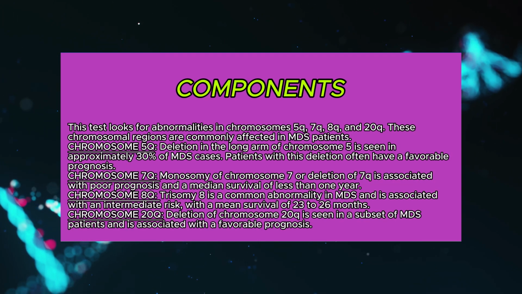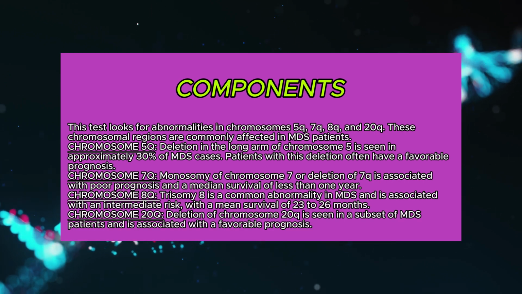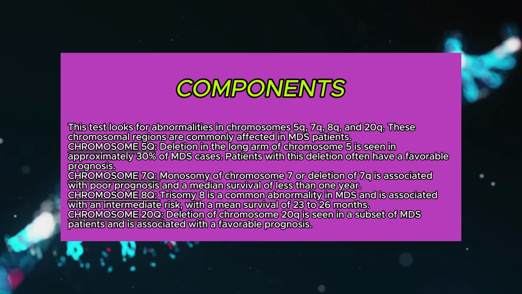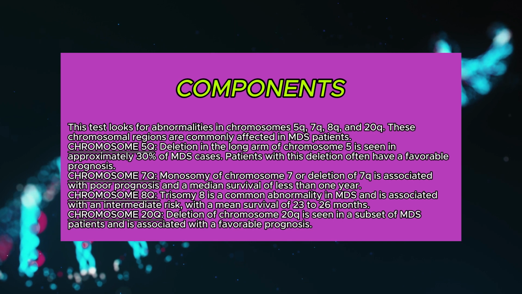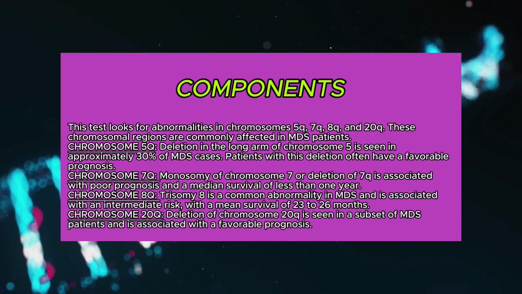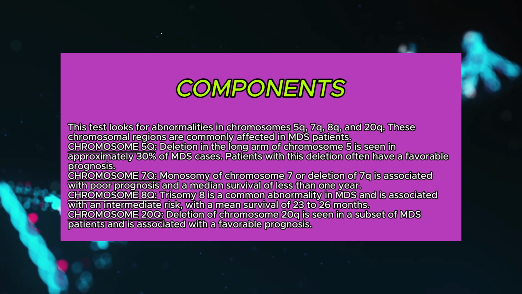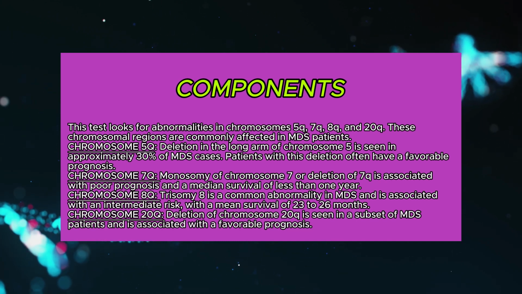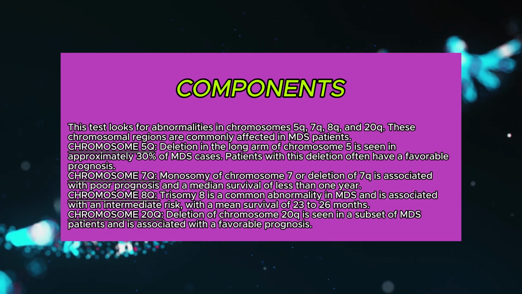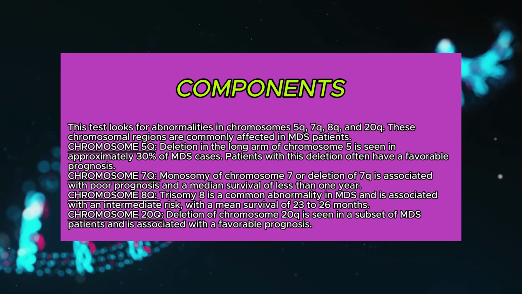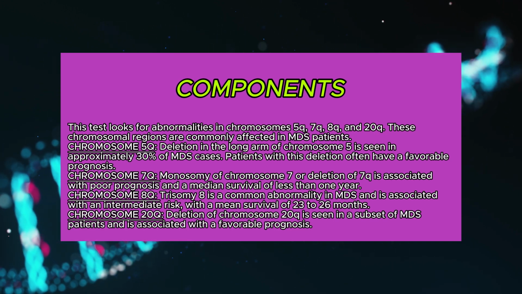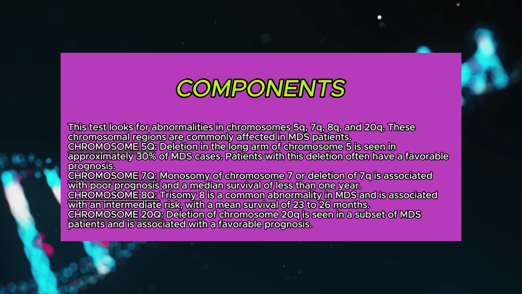Components of the test. This test looks for abnormalities in chromosomes 5q, 7q, 8q, and 20q. These chromosomal regions are commonly affected in MDS patients. Chromosome 5q, deletion in the long arm of chromosome 5 is seen in approximately 30% of MDS cases. Patients with this deletion often have a favorable prognosis.